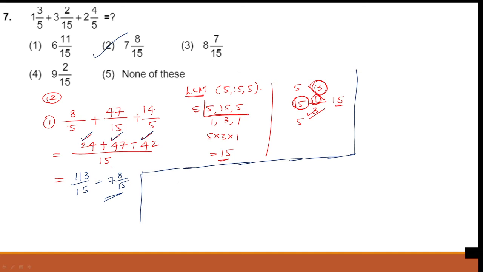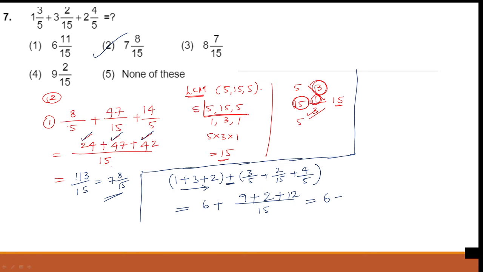See, first write the whole numbers from the mixed fractions, and then write the fraction parts. In between we need to use the plus symbol. 3 by 5, 2 by 15 plus 4 by 5. Now add these three. What is the answer? This is 6 plus. Now take the LCM for the second part, that is again 15. 5 in 15 3 times, 3 3s are 9. Here we'll get 2 and here we'll get 12.